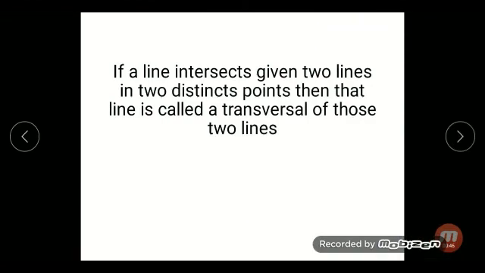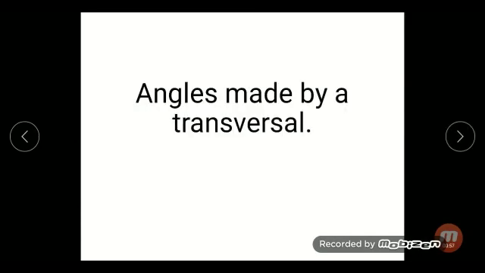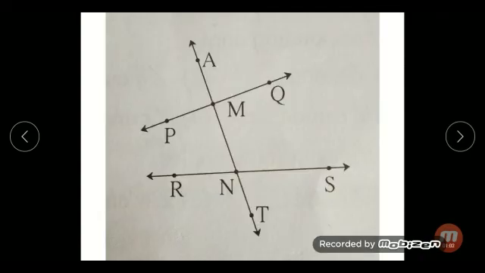If a line intersects two given lines in two distinct points, then that line is called a transversal of those two lines. Angles made by a transversal. In this given figure, AT is a transversal.